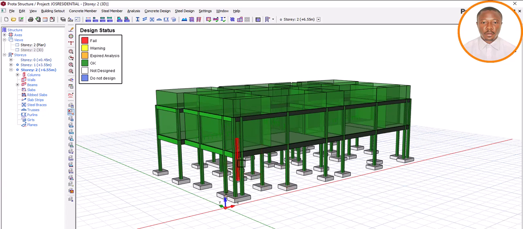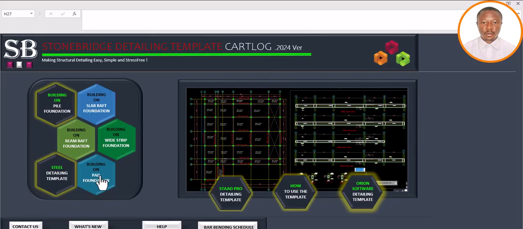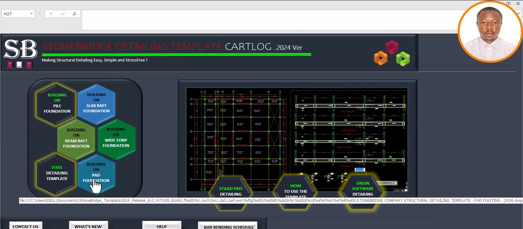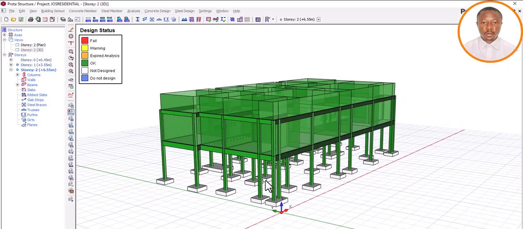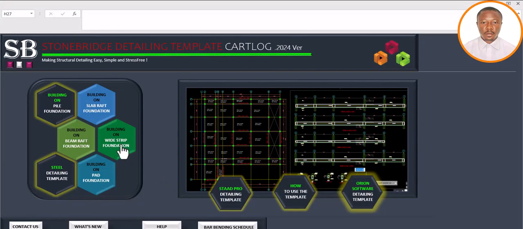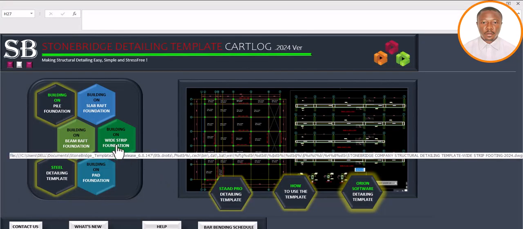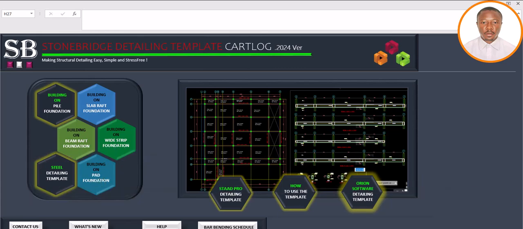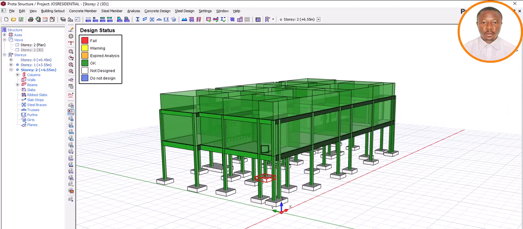detailing of this slab of this structure, you discover that we have talked a lot about the importance of this software. Our structure is on a pad foundation, so at this point we are going to make use of pad foundation. Assuming our structure used a strip foundation, we would have clicked on strip foundation to detail our members. But because we are making use of pad foundation, we are going to continue the part 2 of detailing of this particular structure.